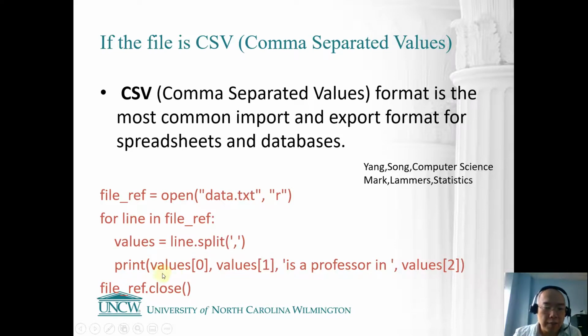And after that, I want to print value 0, which should be Yang, and value 1, which should be Song, and then "is a professor in", and eventually the last part, which is computer science. So by reading the first line and doing a split by comma, I can print this line as Yang Song is a professor in computer science. And after that, I can read the next line. And the next line, I have Mark, Lammers, statistics. After doing the split and the print, I'm going to have Mark Lammers is a professor in statistics, right?